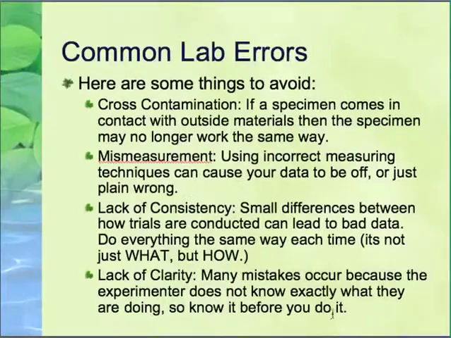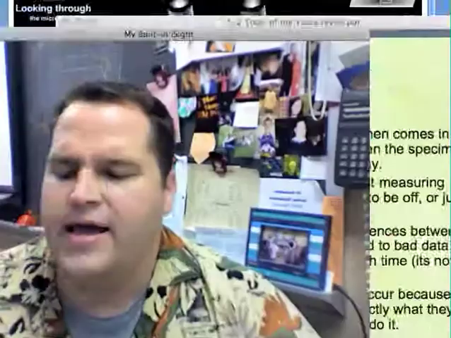Okay? In terms of mismeasurement, using incorrect measuring techniques can cause your data to be off or just plain wrong. So make sure not only you know how to measure, but you do it consistently throughout. And if you lack consistency, these small differences can make the trials that you've conducted very, very inconsistent and very wrong. So you need to do everything the same. It's not just what, but the how. And this is a pretty big point.